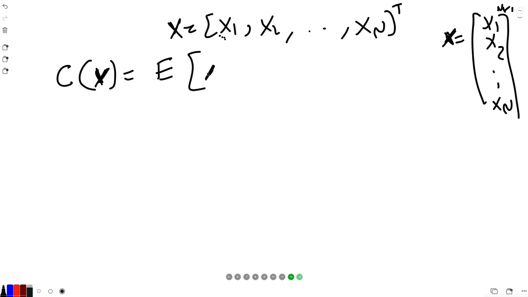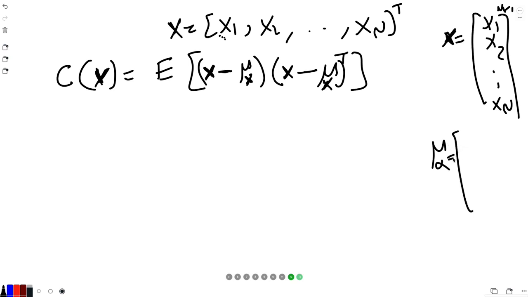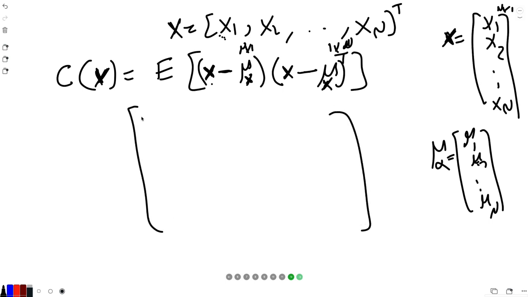So it becomes x minus its mean, and here I will explain what this means also. It will be multiplied by x minus its mean transpose. So what does this mean? It means that mu x is also a column vector with mu1, mu2 up to mu n. So now when you take x minus mu x, it means x1 minus mu1, x2 minus mu2, x3 minus mu3, and so on, multiplied by x minus mu x transpose. This one has dimension n by 1, and this one will be 1 by n. So as we know from linear algebra, this expectation will generate a matrix. And this matrix will be in this way. So it will be the expected value of x1 minus mu1 square.